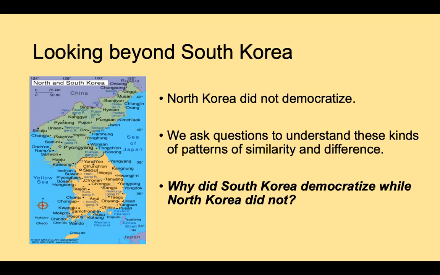And we want to understand, why is it that South Korea transitioned and North Korea did not? And we want to ask questions so that we can understand these kinds of patterns of similarity and difference. And so we ask, why did South Korea democratize while North Korea did not? This is an example of a most similar systems design because we have two similar cases with different outcomes. The outcome being democratic transition, South Korea transitioning, North Korea not. These are the kinds of patterns that we learn from and that we examine systematically to try to understand why countries transition and why they do not.